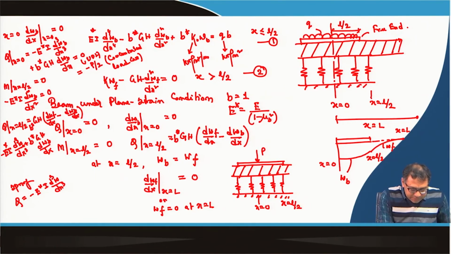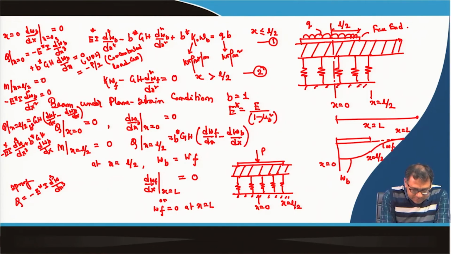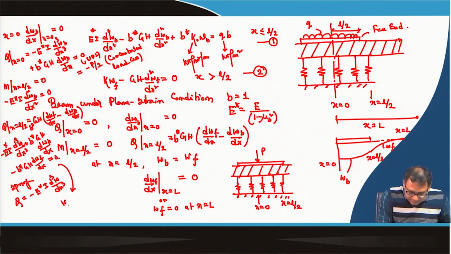So, now I am taking this value minus E I d3 w b by dx3 plus b star g h into d w b by dx, then minus b star g h d w f by dx, that is equal to 0. And at this condition w f is equal to w b.